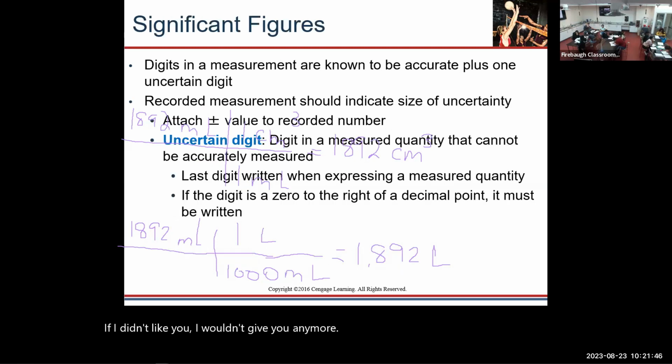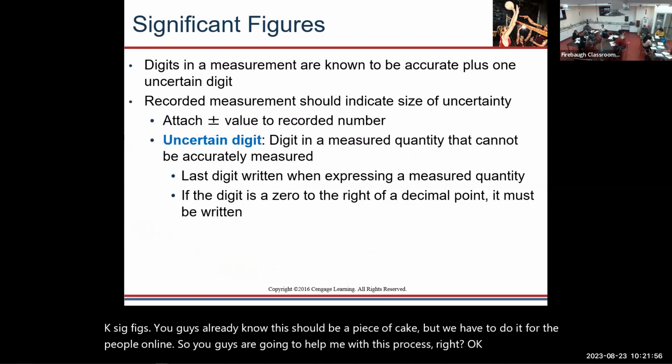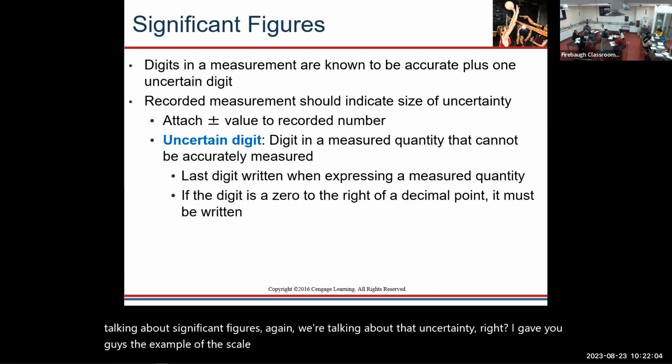Okay, sig figs, you guys already know this. This should be a piece of cake, but we have to do it for the people online. So you guys are gonna help me with this process, right? Okay, so when we're talking about significant figures, again, we're talking about that uncertainty, right? I gave you guys the example of the scale, my rich friend, my poor friend, right? Did I give you guys that example?